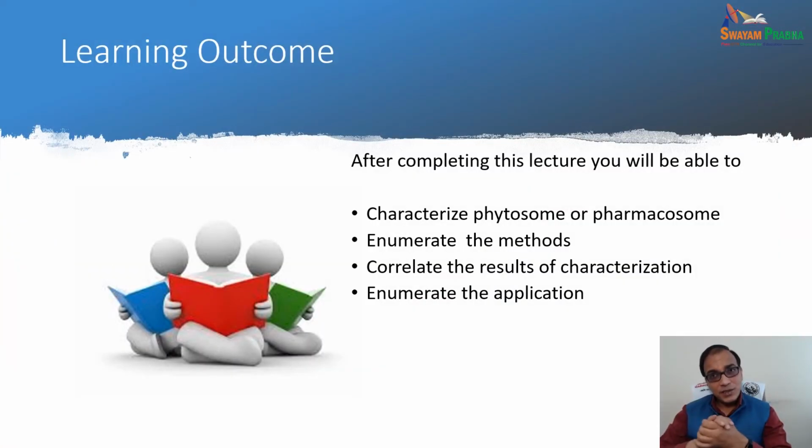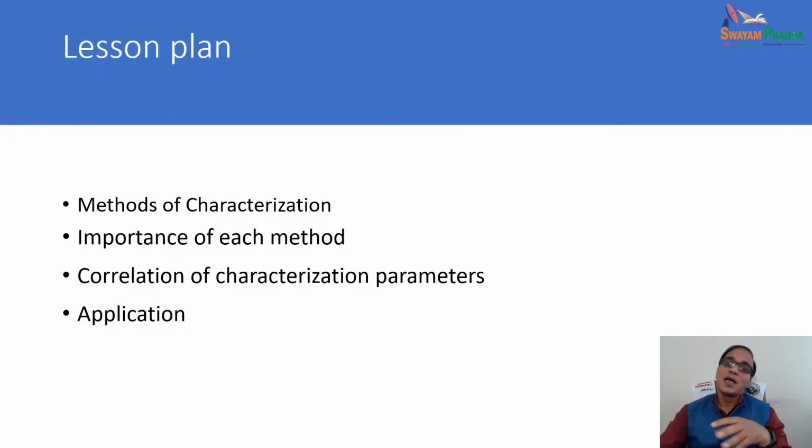After completing this lecture, you will be able to characterize the phytosomes or pharmacosomes, and enumerate the methods of characterization. You will be able to correlate the results of characterization and enumerate the applications of phytosomes and pharmacosomes as novel drug systems. As far as the lesson plan is concerned, we will be covering this lecture under the heads of methods of characterization, importance of each method, and correlation of characterization parameters and applications.